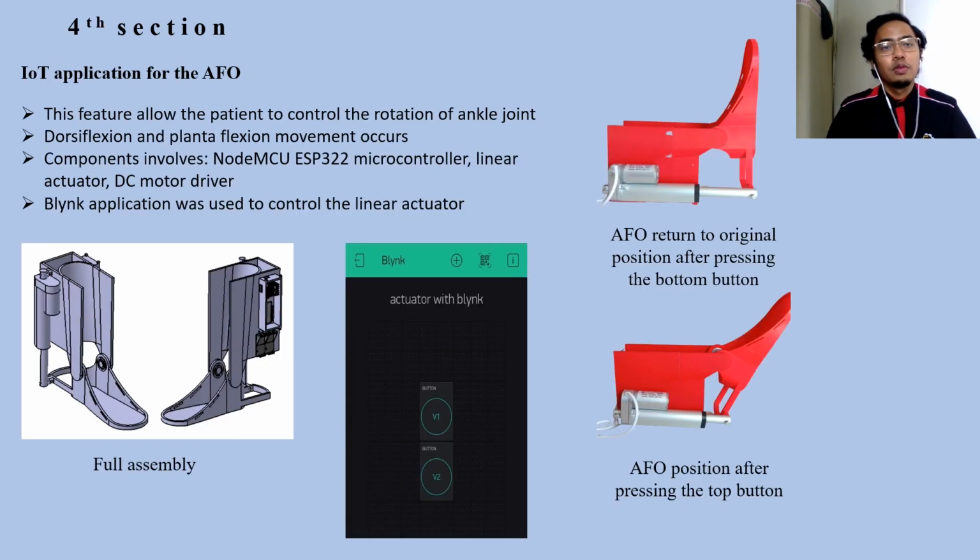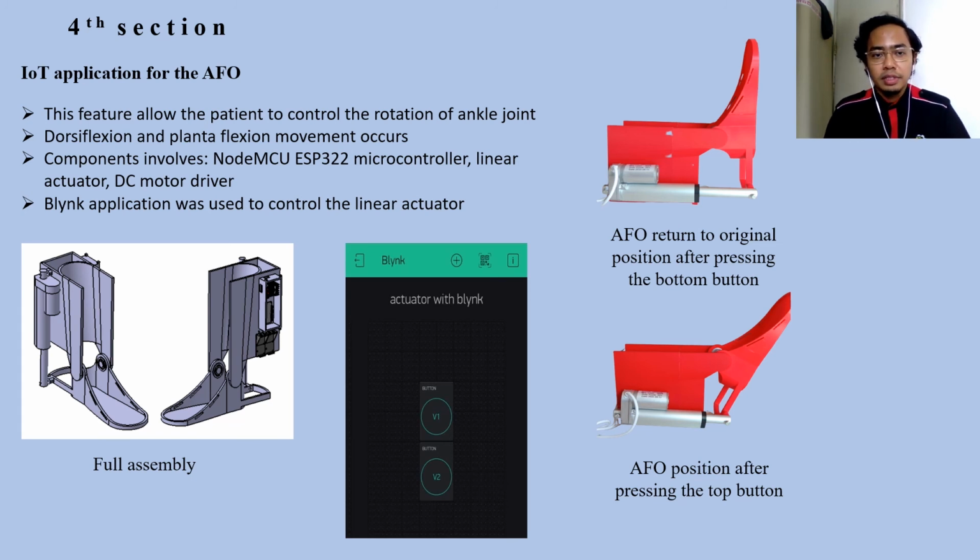Now, the fourth and final section is the IoT application inserted at the FO. This feature allows the patient to control the rotation of the ankle joint. By controlling the rotation of the ankle joint, dorsiflexion and plantar flexion movement can occur. Now, when this movement occurs, muscle shortness and muscle atrophy on the calf muscle will be avoided.